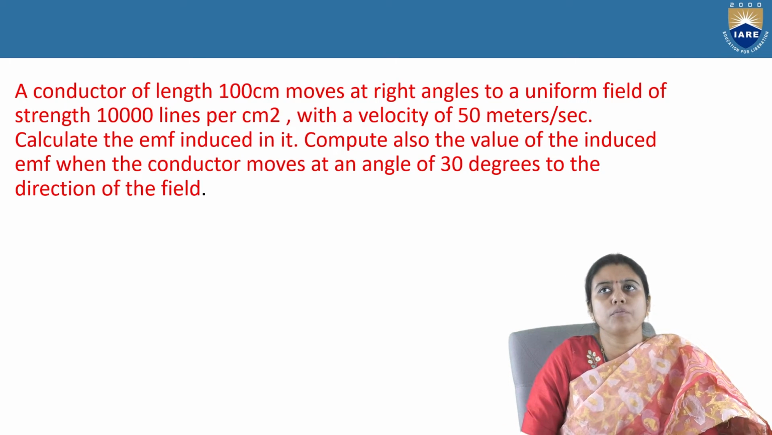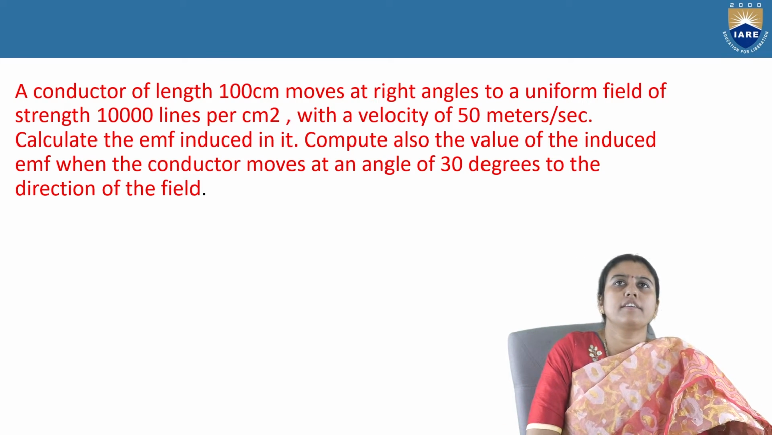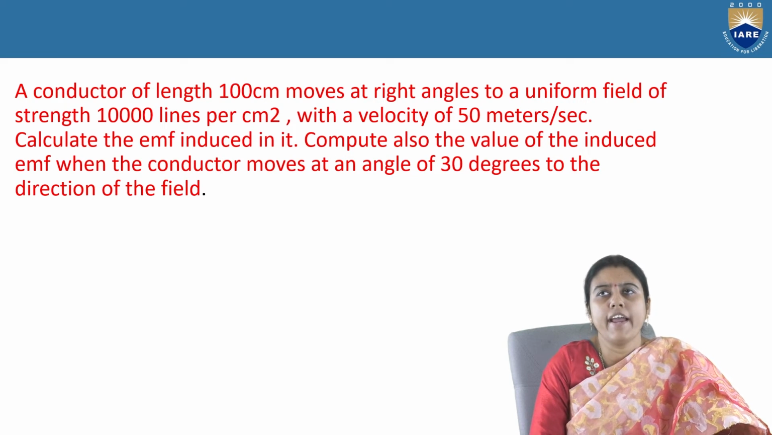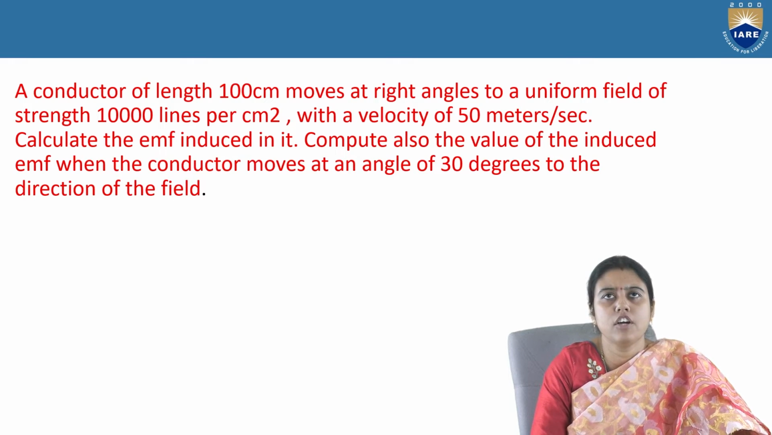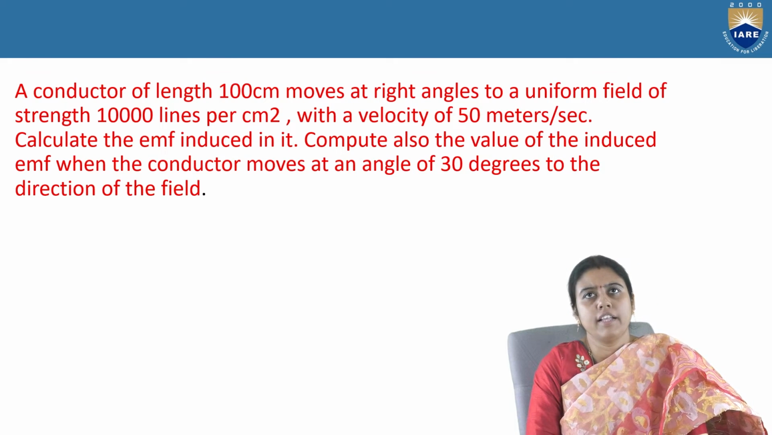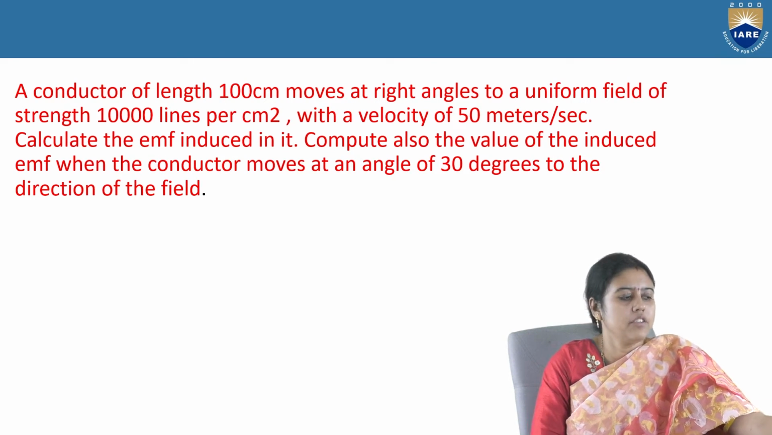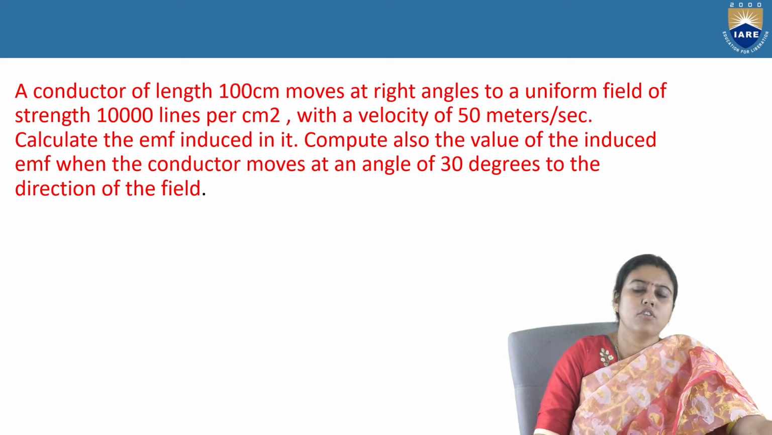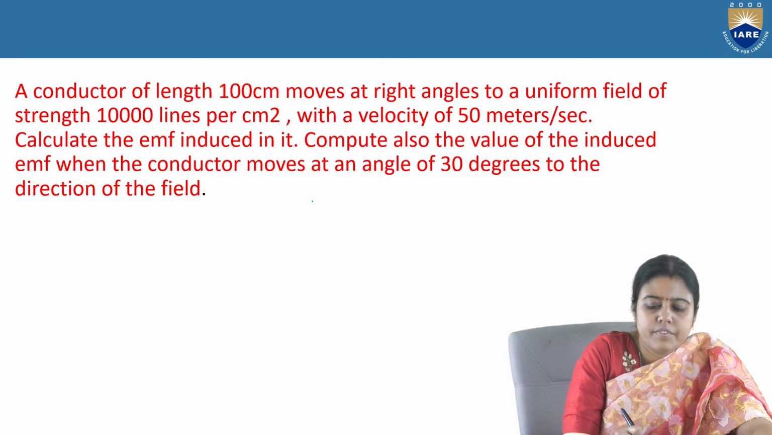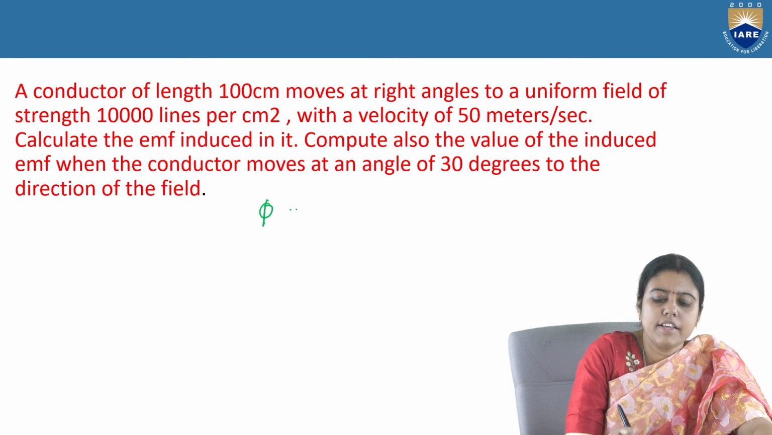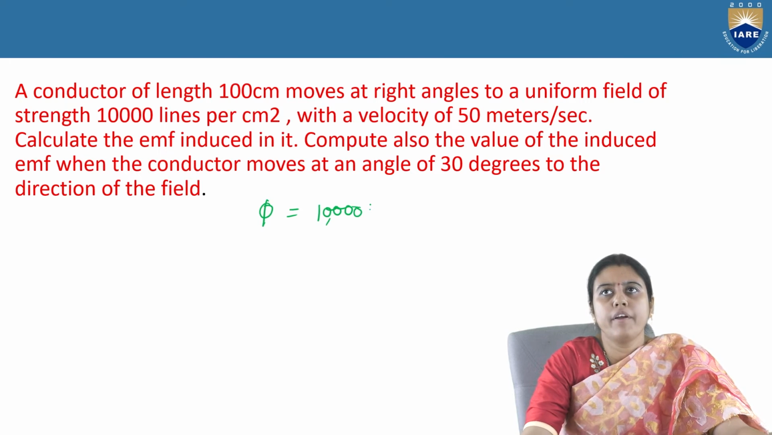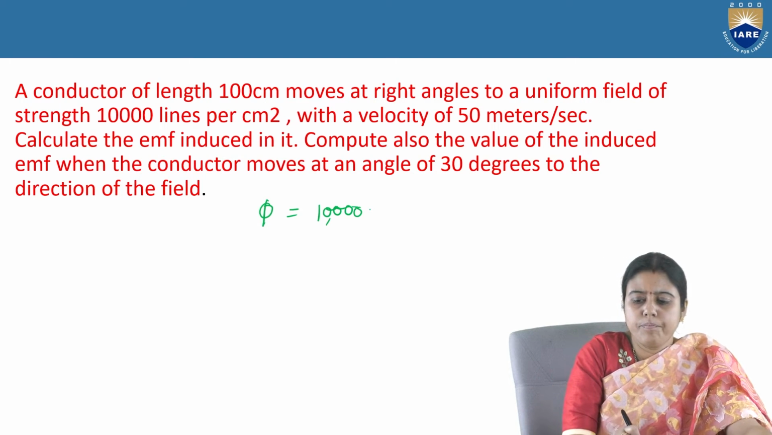So we will do one small problem. A conductor of length 100 centimeter moves at a right angle to a uniform field of strength 10,000 lines per centimeter square. What is the meaning of 10,000 lines per centimeter square? It means that the flux lines are 10,000, with a velocity of 50 meters per second.